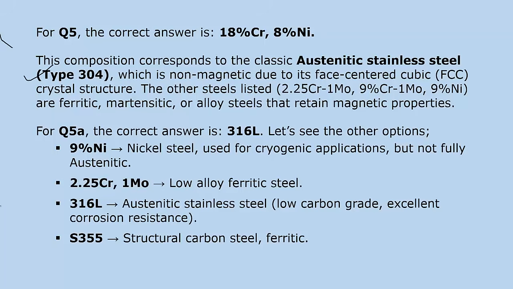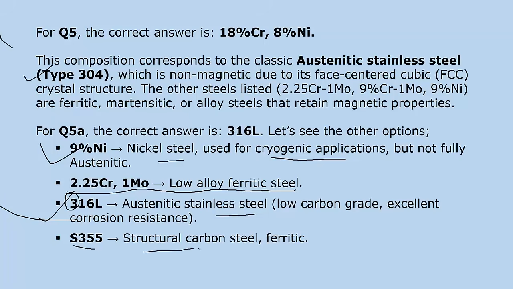See, 9% nickel will be called nickel steel and it is used for cryogenic applications. 2.25 chrome and 1% moly is low alloy ferritic steel, and the correct answer, that was 316L, is an austenitic stainless steel. Austenitic stainless steel always starts with the prefix 3, and S355 is a structural carbon steel, ferritic. So the correct answer is SS316L.